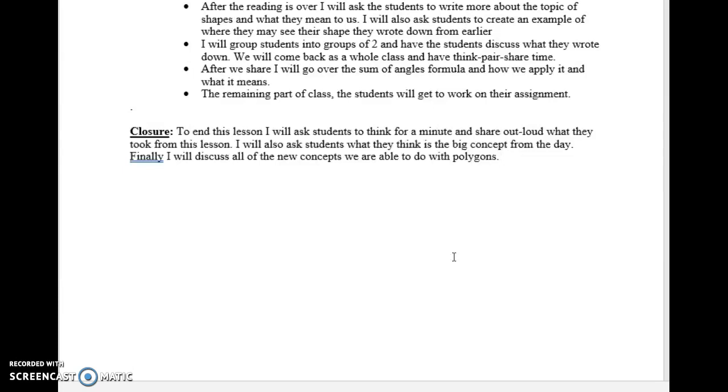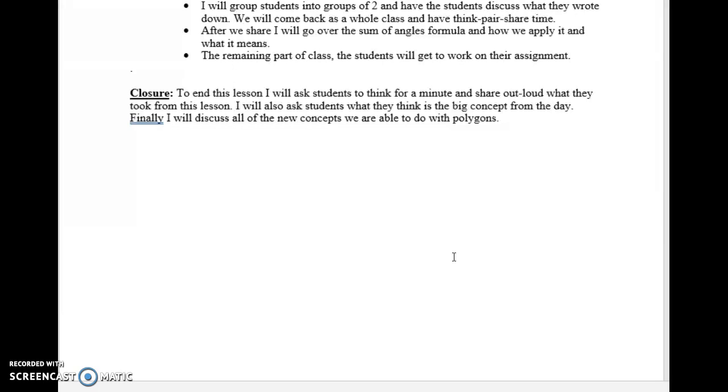And then I'm going to have students split up into small groups of 2 and allow them to think, pair, and share with a partner and then come back together as a class and collaborate and bring all of those great ideas into one.